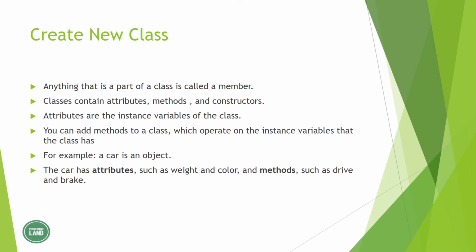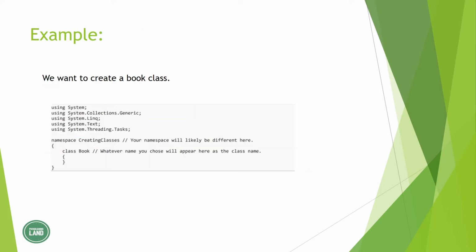Attributes are instance variables of a class. For example, as I said, weight is an attribute of a car, or color, for example, is an attribute of a house. And also you can add methods to the class which operate on the instance variables that class has. You can change the variables, change the amount of variables. You can actually work with those attributes with these functions. You can define a function and work with the attributes, and you can also get input from outside of the class with these functions. When you define a class, this is the shape of the class.